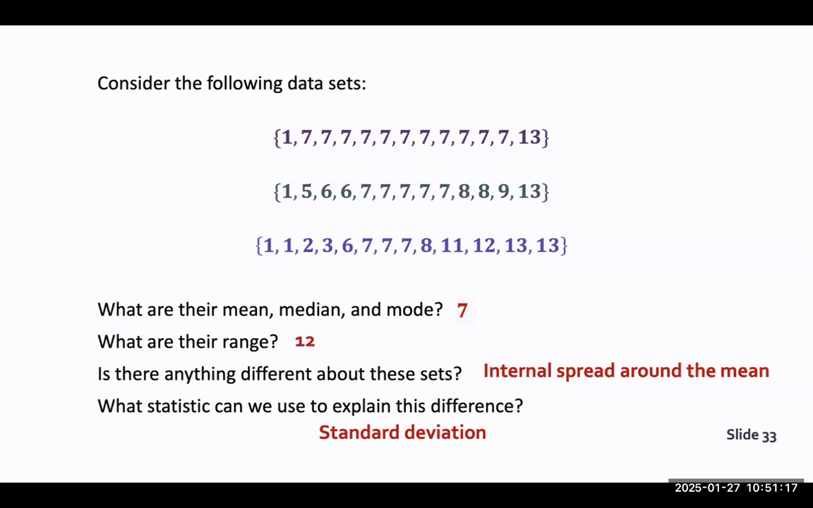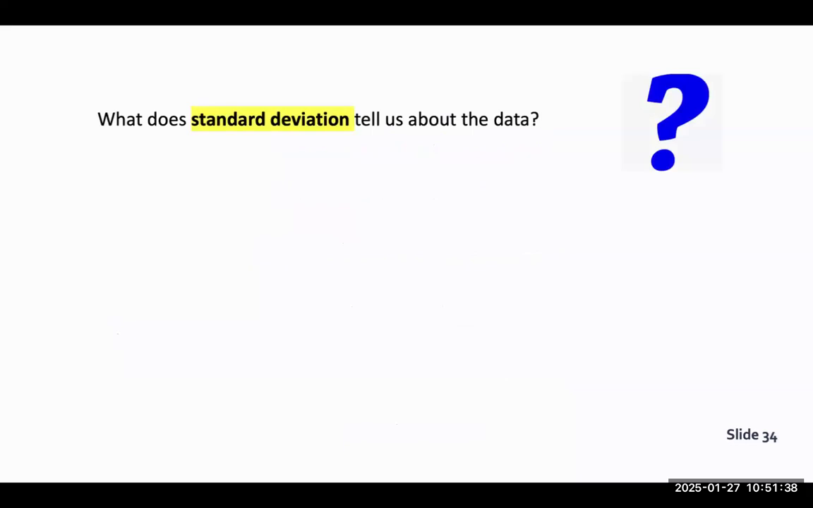We need another number to describe how things are spread out internally, not just from the first number to the last number, but what's happening in the middle. And this is standard deviation. Standard deviation is a number that describes what's happening internally in these data sets. So let me tell you a little bit more about standard deviation.